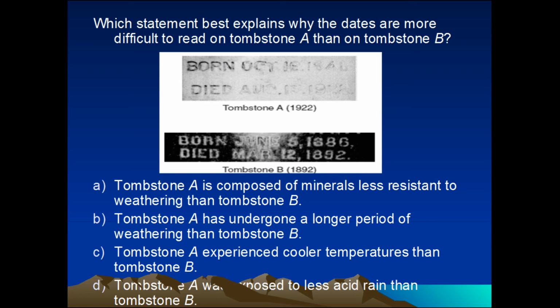So, which statement best explains why the dates are more difficult to read on A than B? A has undergone a longer period of weathering than Tombstone B. No, that's not true, so it can't be B. Tombstone A is composed of materials less resistant to weathering than B, so the answer would be A. Right. I don't know why I looked at B first. There you go.